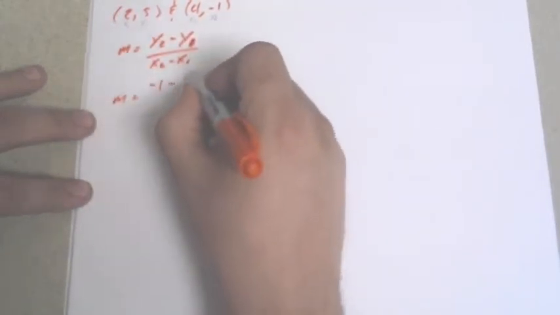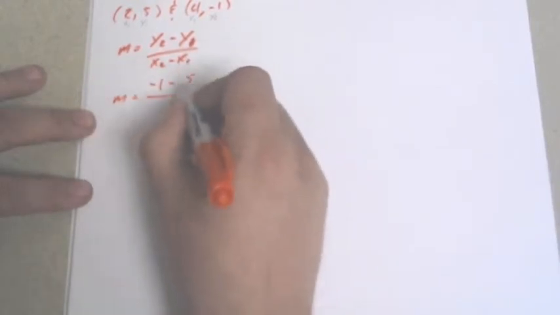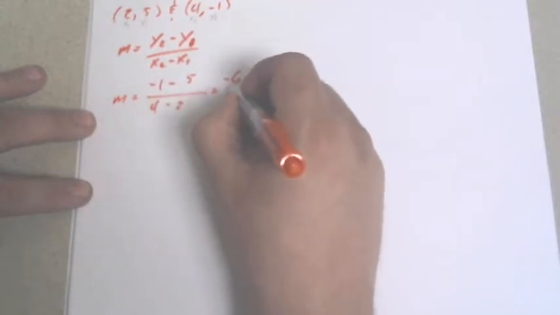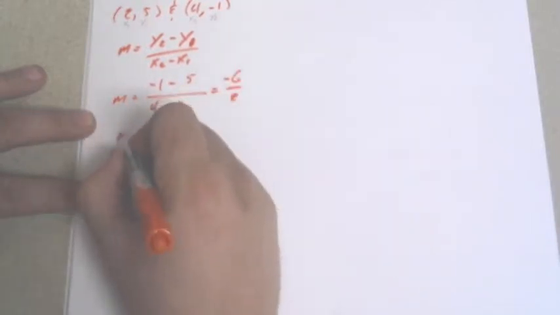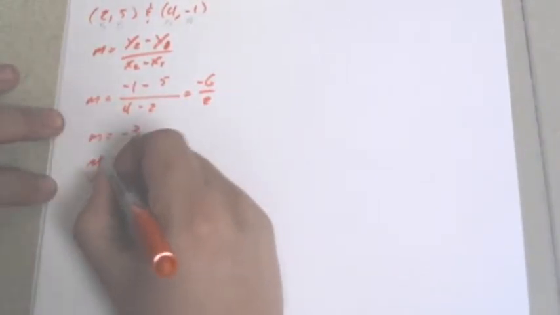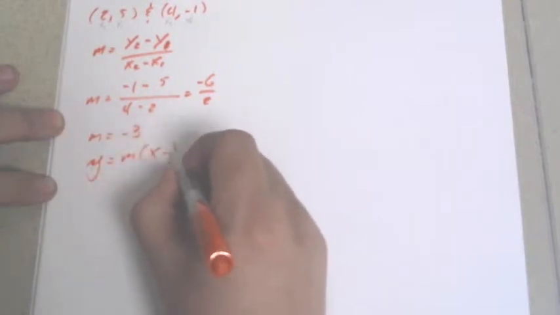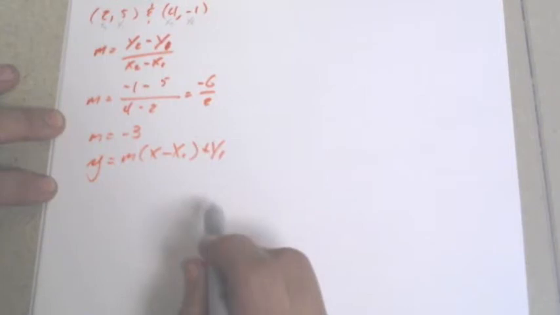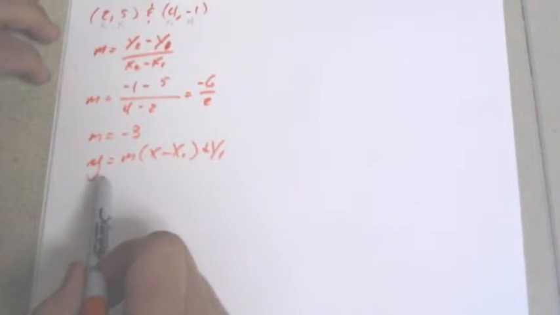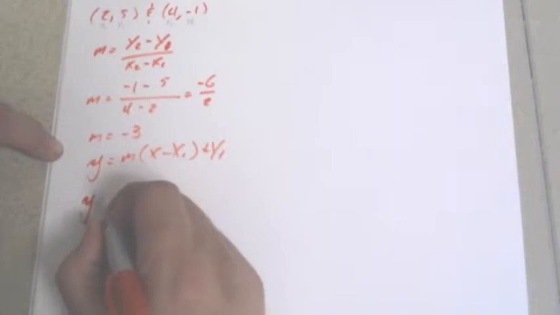So -1 minus 5 over x2, which is 4, minus 2. So a nice -6 over 2. So our slope is a fairly straightforward -3. How you want to build the actual line is up to you. There are a couple different skills. I like using y equals m times (x minus x1) plus y1. Sometimes you see this over here with a minus y1 as the point slope form. Some people just like using slope intercept form straight. Whatever makes you happy, whichever skill you like to use.